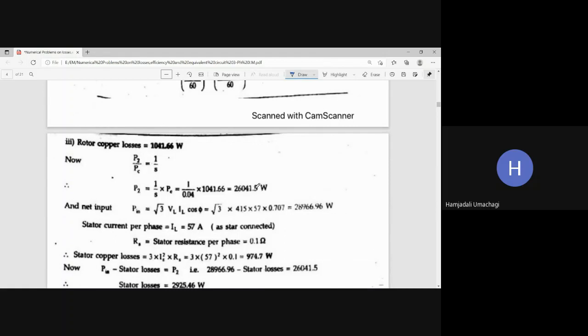Then taking the ratio of P2 by P_C. P2 means 100% input, and P_C is slip times P2, the losses. From P2 : P_C : P_M equal to 1 : S : 1 minus S, if I take the ratio of P2 by P_C, then it will be 1 upon S. From this, I can write rotor input P2 is equal to P_C upon S, where S is 0.04 and P_C, the rotor copper loss, is 1041.66. Then we'll be getting rotor input as 26,041.5 watts.